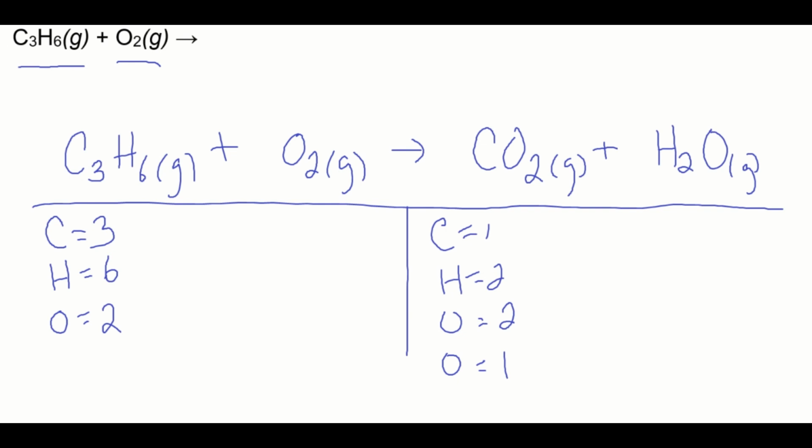Now, generally you want to balance the oxygens last because they appear in multiple locations. But I noticed on the right side I have an odd number, and on the reactant side, I can only have multiples of even numbers. So I'm going to try to first turn this oxygen into an even number. And that oxygen is connected to the hydrogen. All right. So I'm going to balance the hydrogen first, and hopefully that'll turn this into an even number.